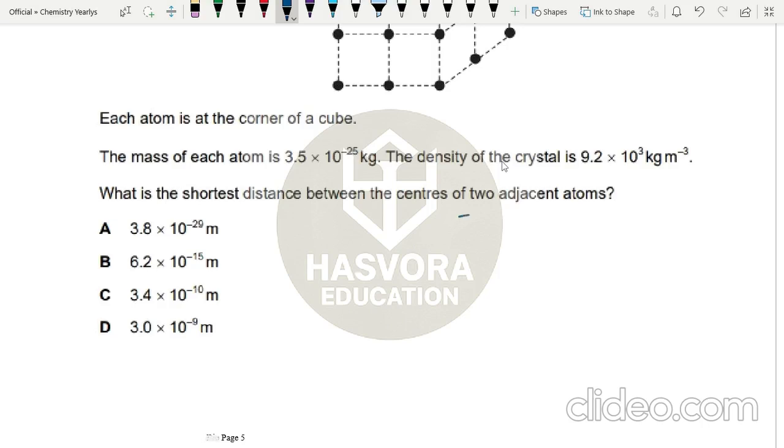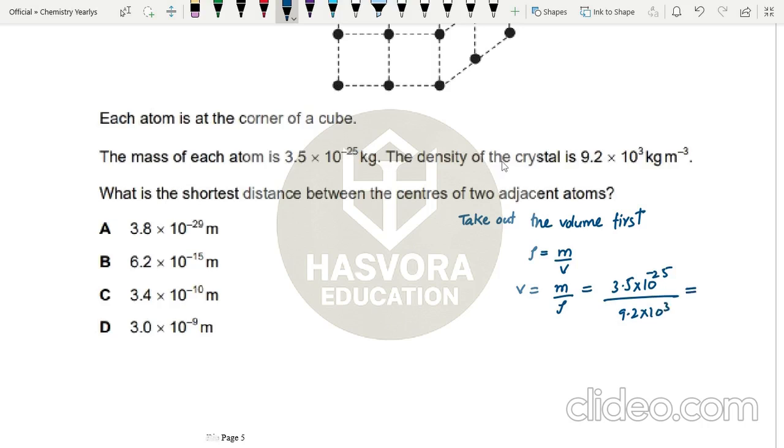Take out the volume first. They have given you the density and the mass. Density is equal to mass divided by volume, so volume is equal to mass divided by density. So it is going to become 3.5 × 10^-25 kg divided by the density, which is 9.2 × 10^3. This will give you the volume. Let's find it out: 3.5 × 10^-25 divided by 9.2 × 10^3 gives you the value 3.8 × 10^-29.